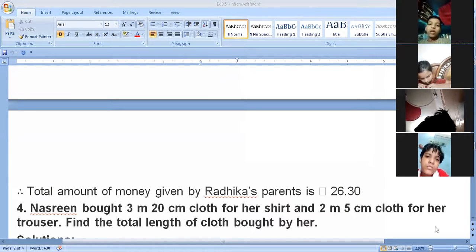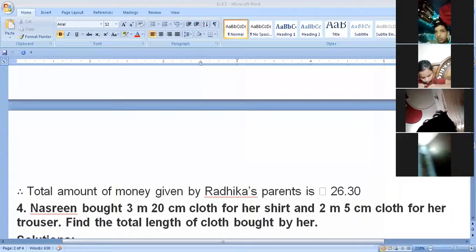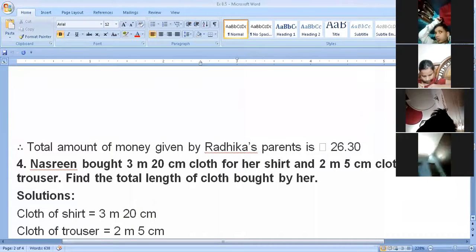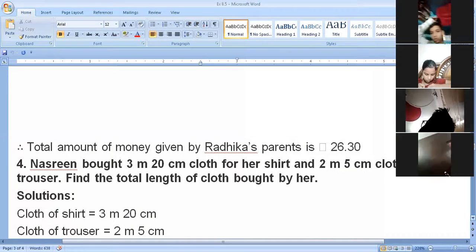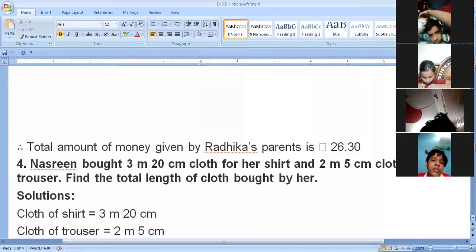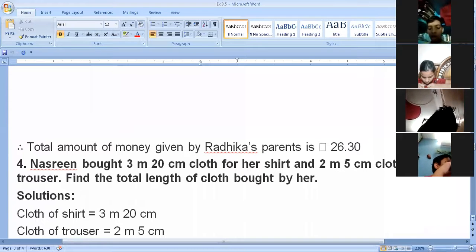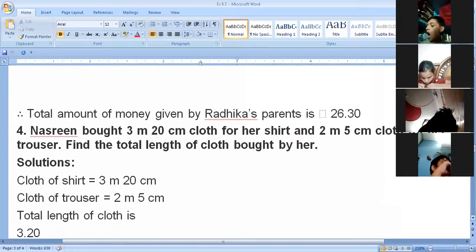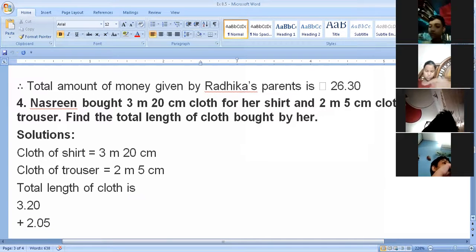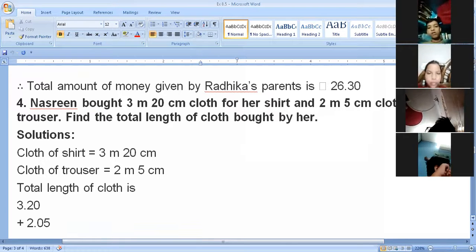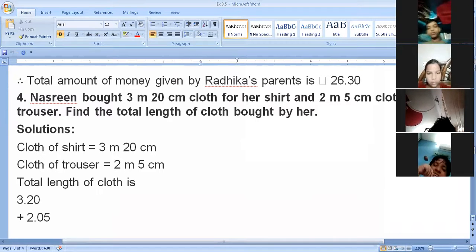Yes, we are going to, first of all, cloth of the shirt is given 3 meter 20 centimeter and cloth of the trouser is given 2 meter 5 centimeter. So total length, when we take it out, we are going to add the numbers 3.20 and 2.05, because 5 centimeter when changed into meters will become 2.05. Yes, 5 meter 25 centimeter is the correct answer.